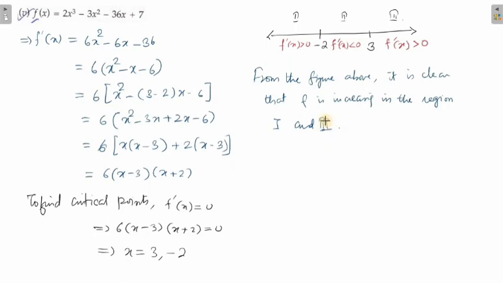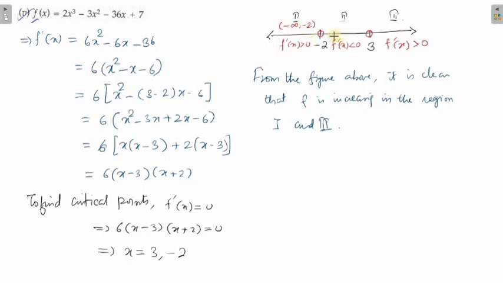Now let's see what these intervals are. Let me name this also. It starts with -infinity and ends with -2. Remember, you cannot include -2, because when you put -2, f dash of x becomes 0. So that's why this interval becomes -infinity to -2, an open interval.